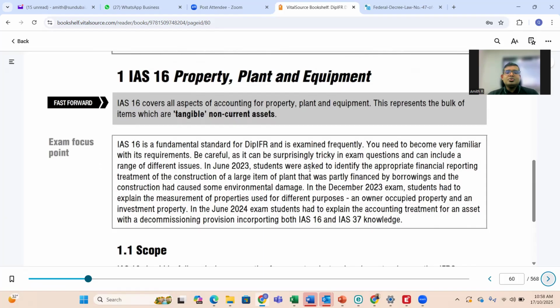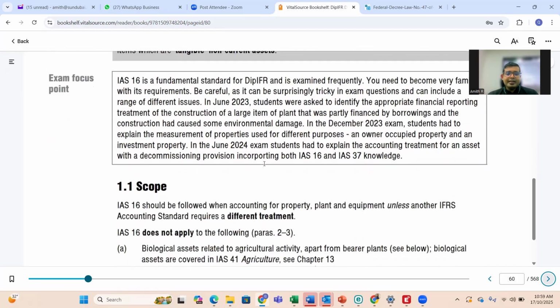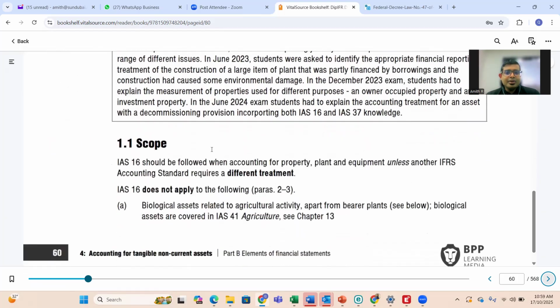In June 23, students were asked to identify the appropriate financial reporting treatment of construction of a large item of land that was partly financed by borrowings and the construction had caused some environmental damage. So there will be plenty of situations. Remembering the situations is not hard, but when everything comes at one go, the accounting becomes a little tricky. So let's go ahead and see IAS 16.